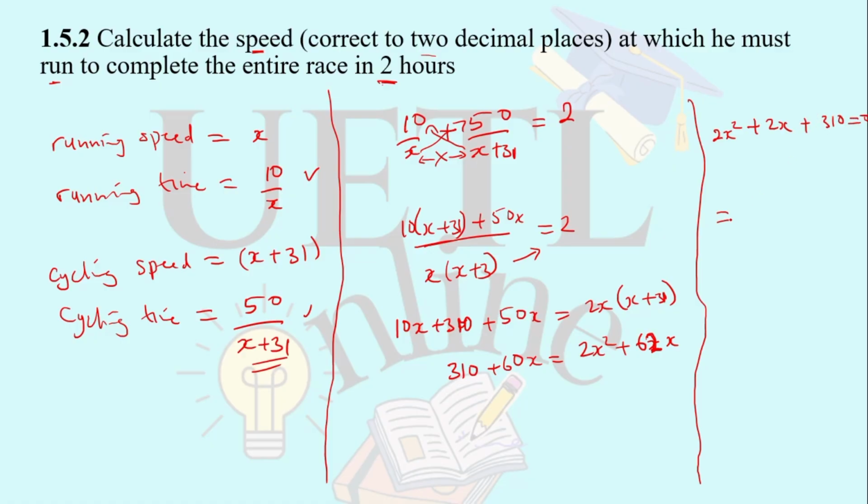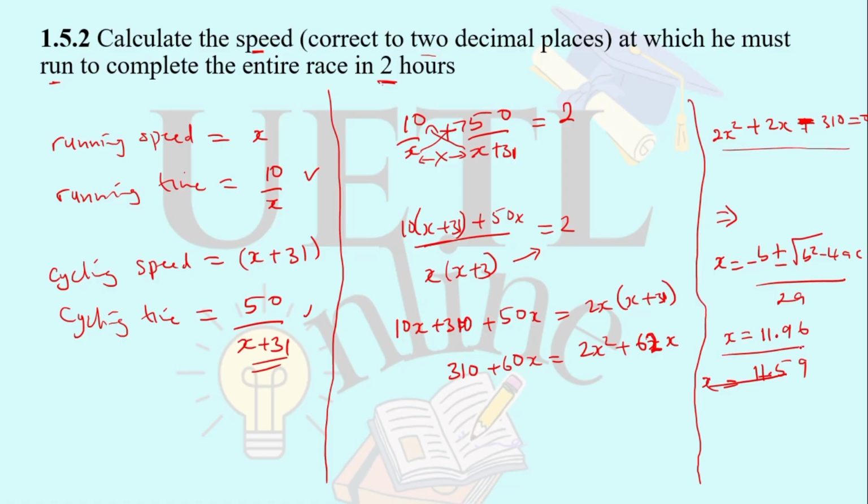To solve this quadratic equation, you just use the quadratic formula: x equals minus b plus or minus the root of b squared minus 4ac, over 2a. Remember, this 310 is going to become negative here. Using this formula, we get our answer x as 11.96 to two decimal places, 11.96 kilometers per hour.